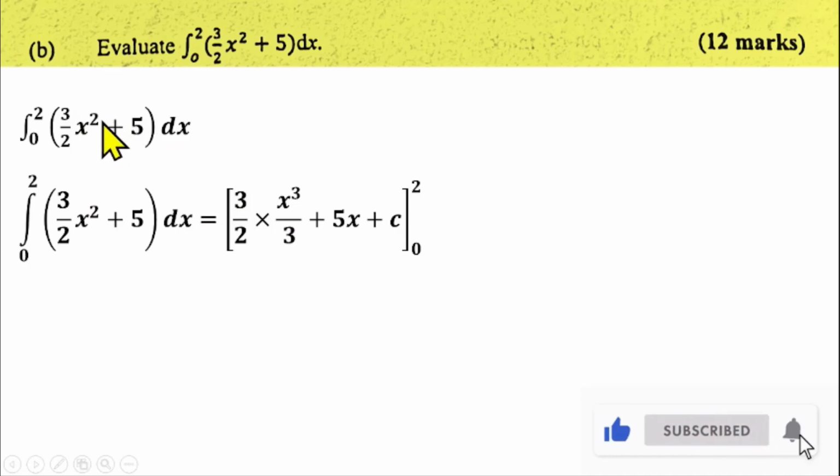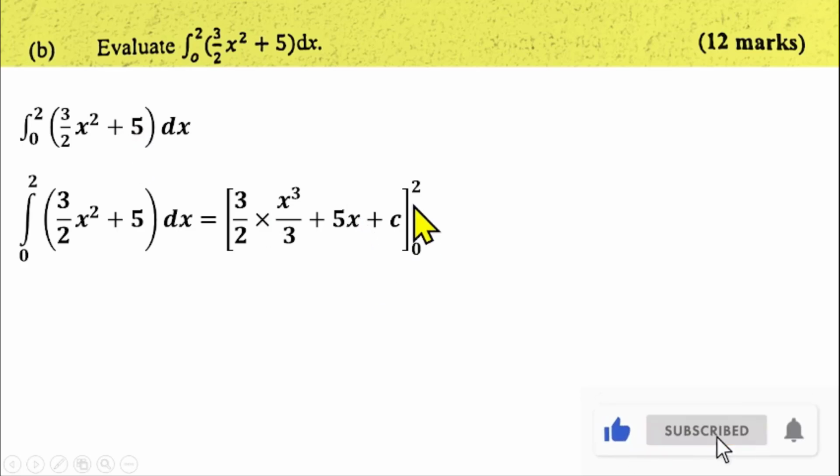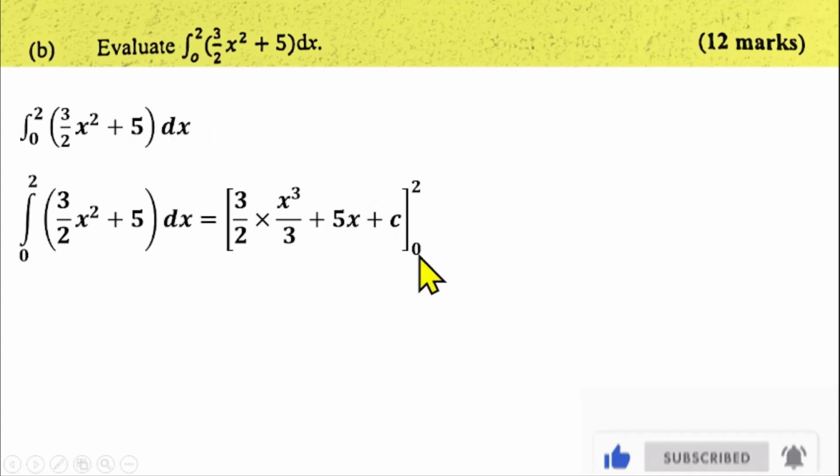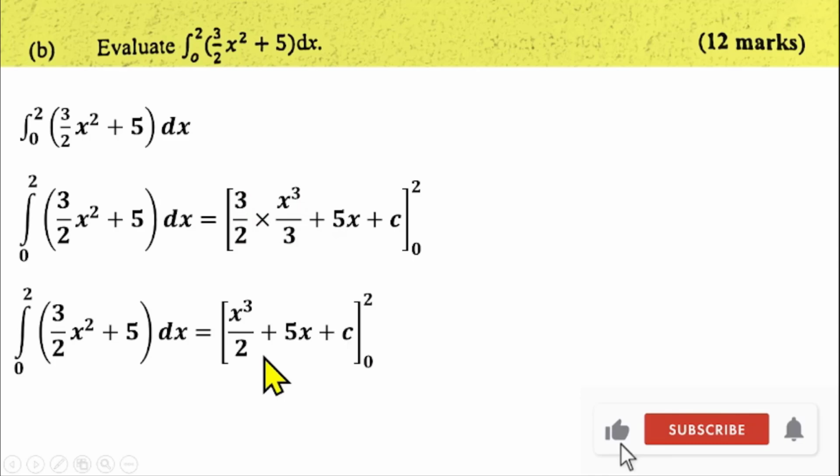Then add 1 to the power, and the power comes down. So you have s raised to power 3 over 3. Then if you integrate 5, that gives us 5x. Then you had a constant, which is c. Then the limit is from 2 to 0. So 3 can go into 3 here. So you have s cubed over 2 plus 5s plus c, with the limit from 2 to 0.